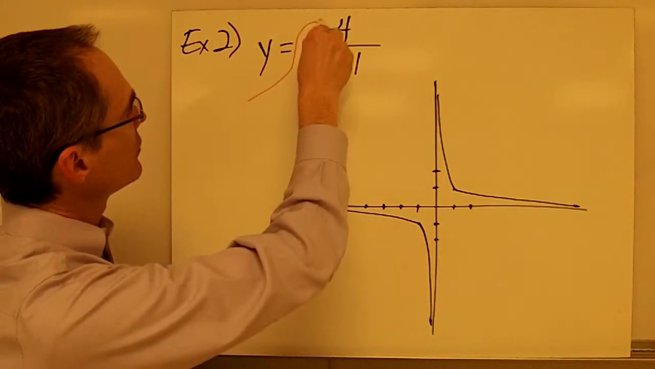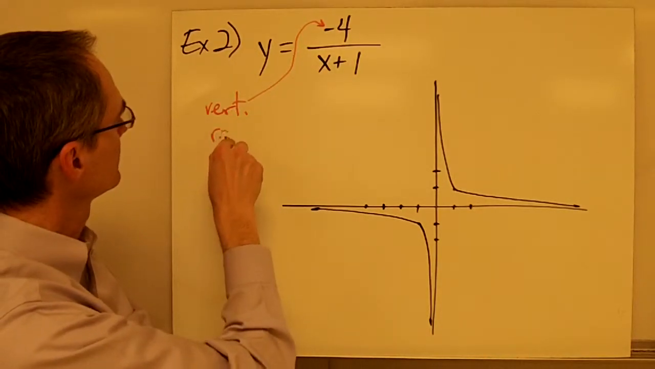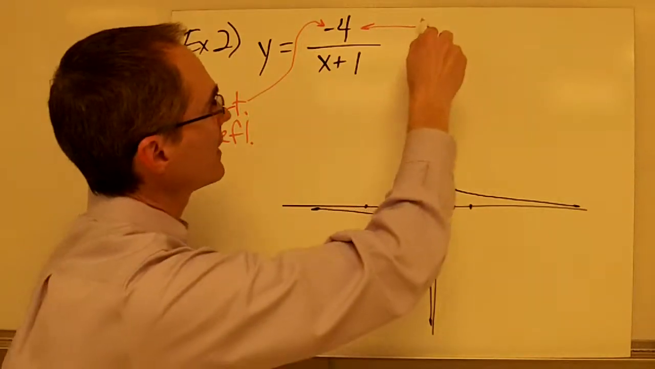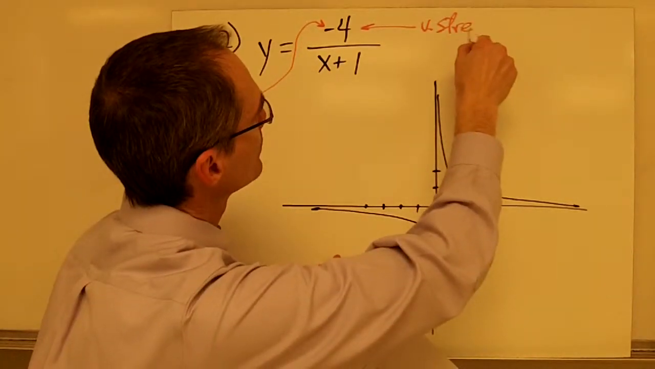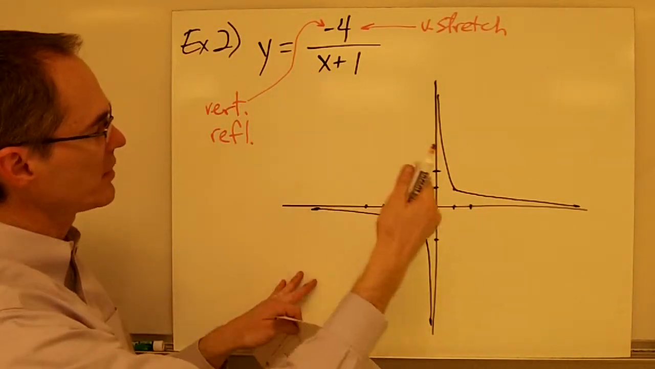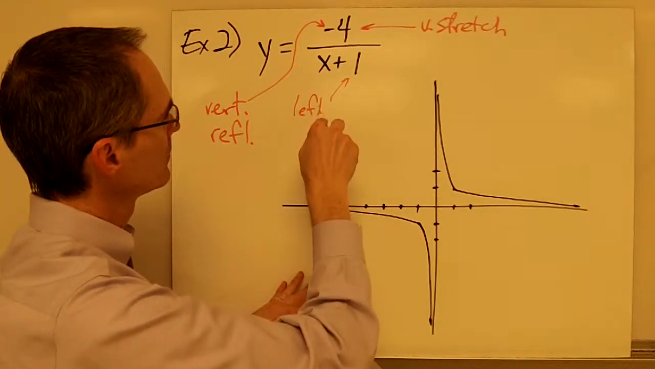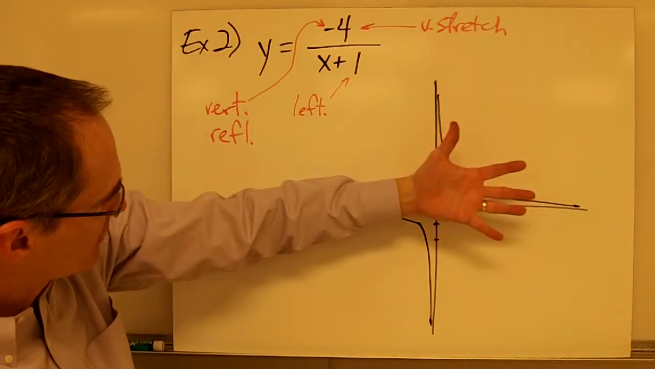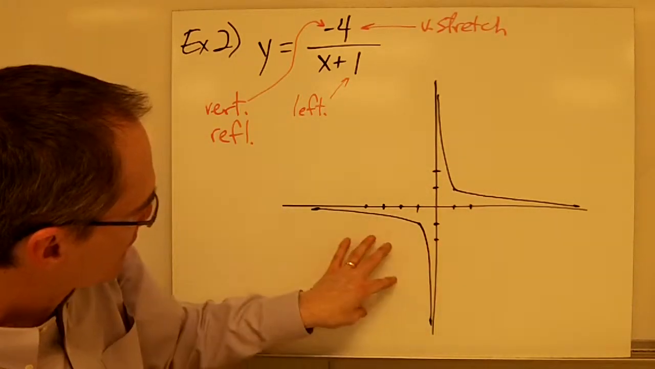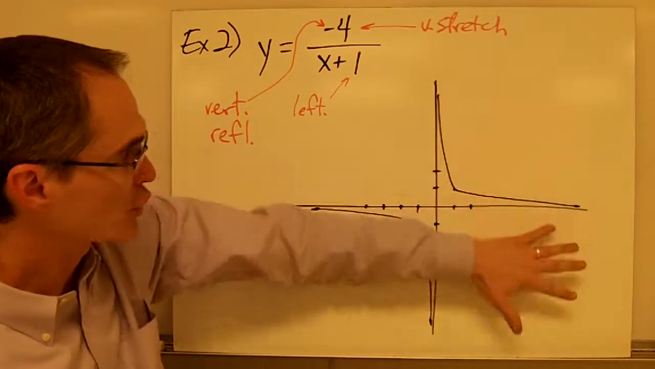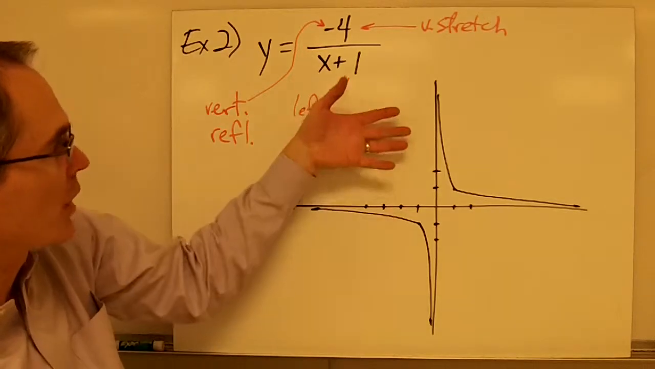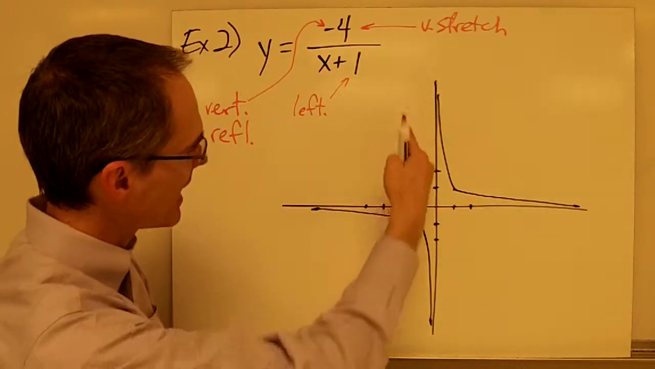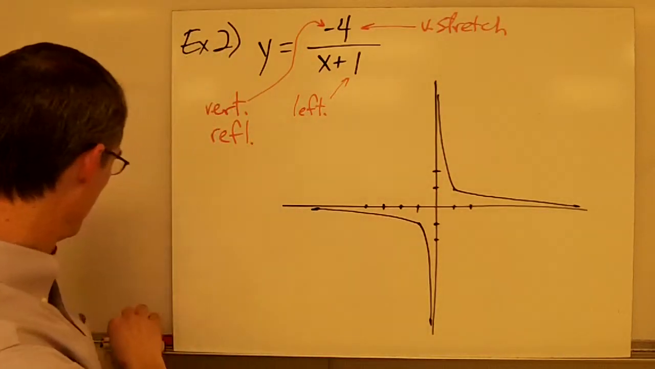I've got a negative value here, so I know I'm going to have a vertical reflection. My a value is greater than 1, so I'm going to have a vertical stretch. And I've got a plus 1 here, so that's going to move me left 1 unit. A vertical reflection flips the graph vertically. This piece comes down here and this piece comes up here, so this one goes from the first quadrant to the fourth quadrant, and this goes from the third quadrant to the second quadrant. I'm moving left 1 unit, which means my vertical asymptote moves left 1 unit. I'll put that in green again.